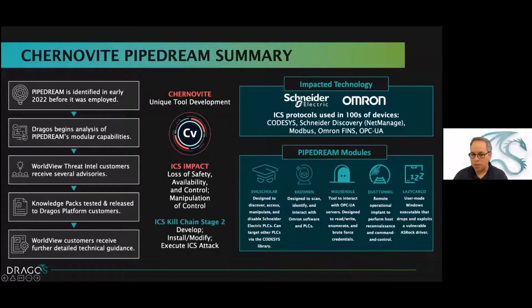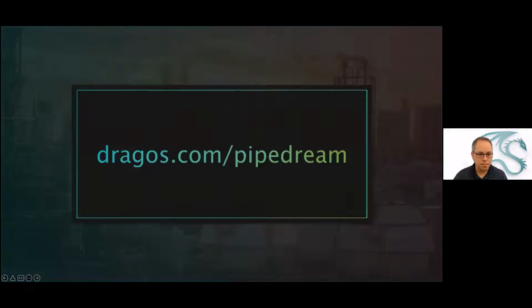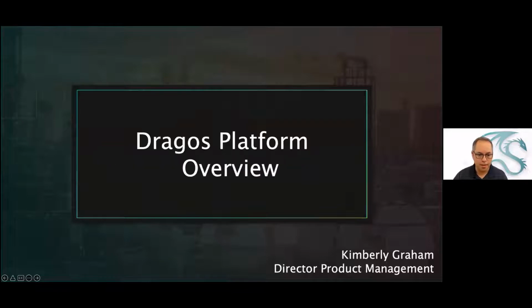I won't go into each of them here, but if you'd like more information, I encourage you to go back, and we'll have a link before the end of the webinar, and you can learn a lot more. There's a white paper where we go into depth, and a few blog posts as well, where you can see different mitigation controls and ways to use the platform to do a hunt if you're concerned about CHERNOVITE or Pipedream being in your environment. This is the URL, dragos.com/Pipedream, and you can do a search as well once you're on our website.